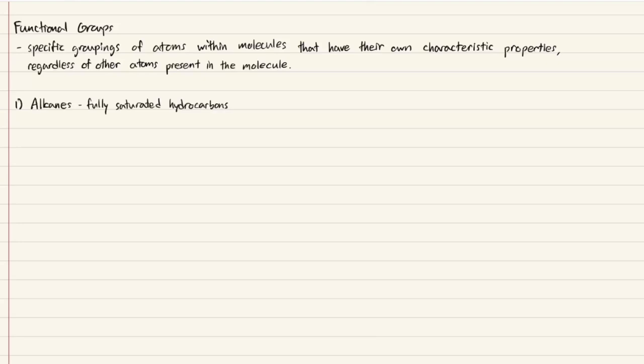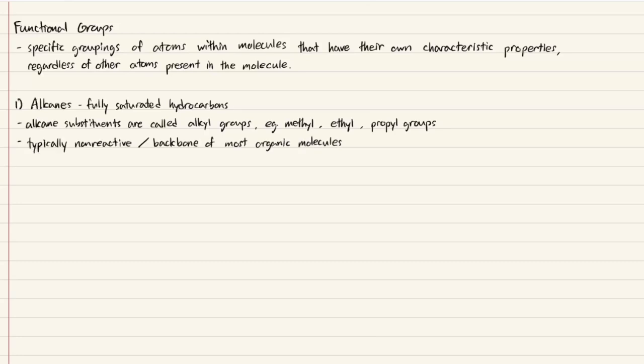Alkanes. Alkanes are hydrocarbons containing no multiple bonds. We call alkane substituents alkyl groups, as in methyl, ethyl, and propyl groups. Alkanes are typically non-reactive and tend to provide the backbone of most organic molecules. We can abbreviate alkyl groups or other generic carbon substituents as R or R groups.